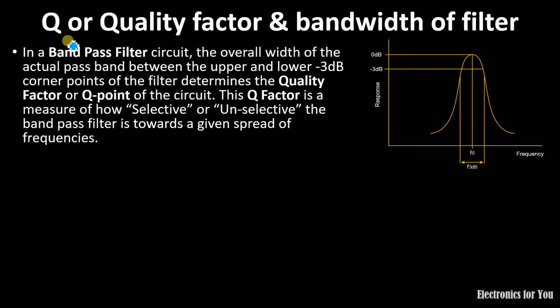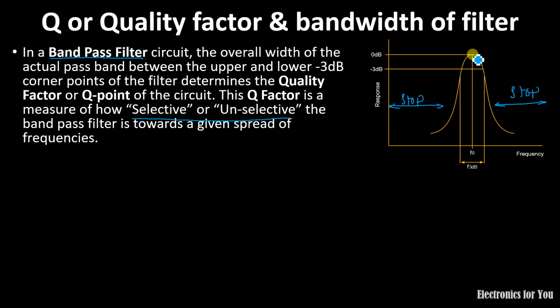Next point is quality factor. This concept is generally used in case of bandpass filter, which will decide the selective or unselective region in the bandpass filter. Now we know that bandpass filter is one which will allow a certain band of frequency. Here you can see this band of frequency is allowed, and further it will block the frequency outside it. So this is stop band, and this one is also stop band, where this one is pass band.